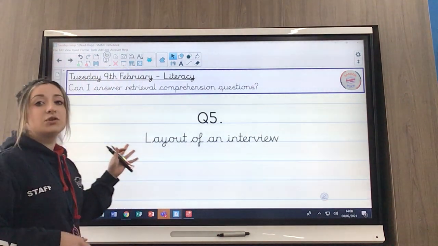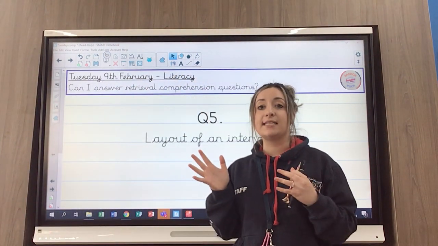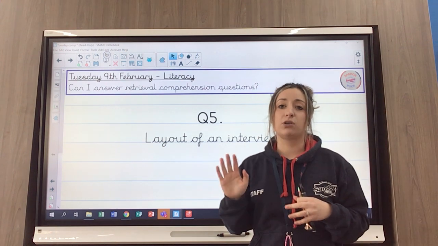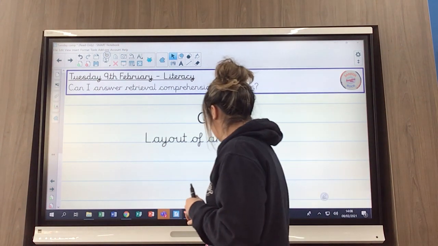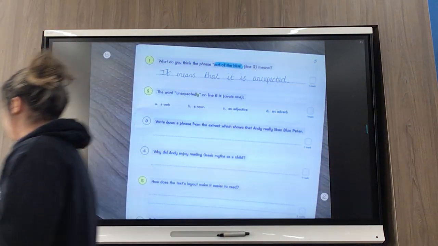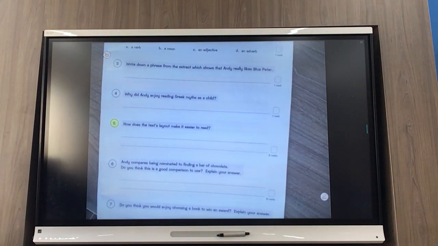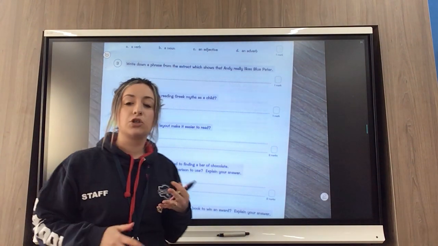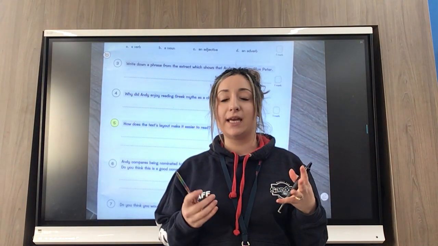Okay, and this is all I've got on here because I want us to look at this in a little bit more detail under the visualiser. And I want us to look at the layout of an interview. Okay, so let's look onto the visualiser at what it says. So if we look at question 5, it says, how does the text layout make it easier to read? Now the layout is how it is written.